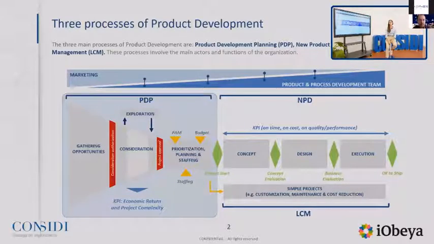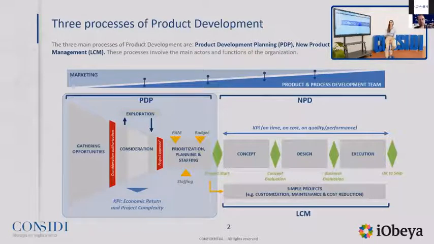As you can see, the PDP is composed like a sort of funnel. So there is an initial phase that is necessary in order to gather new opportunities and new ideas from the market. Then we have a second phase that we call consideration phase. And in this phase, the objective is basically to evaluate the different projects. And at the end, the basic objective is to create a plan, to create a portfolio.